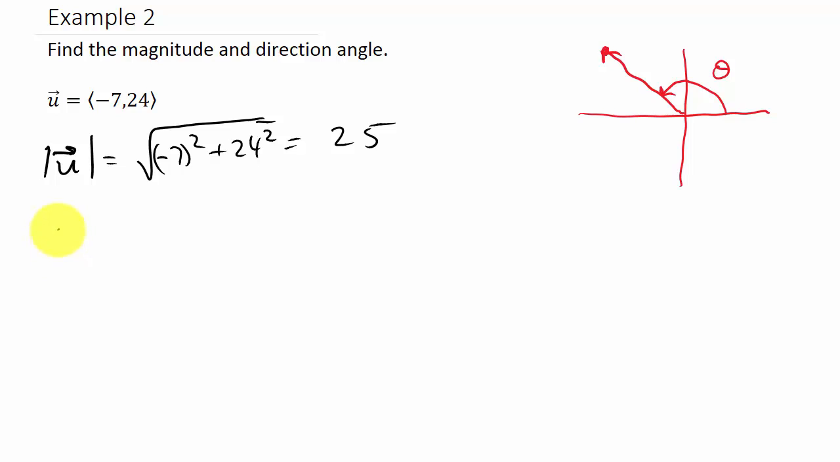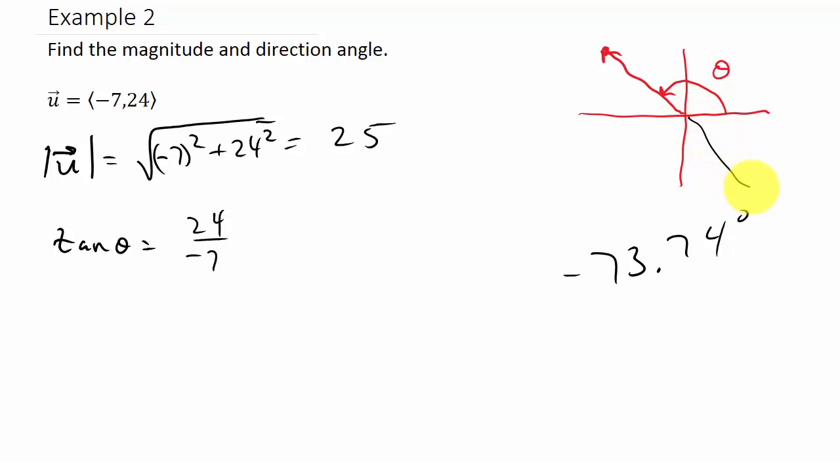I know that tangent theta is b over a. Now, I can't just do the inverse tangent of this. Look what happens if I just do the inverse tangent of 24 over -7. That gives me -73.74 degrees. That's if I just take the inverse tangent of this. Well, what's -73.74? That's down here. That's not right. See, my angle is over here.